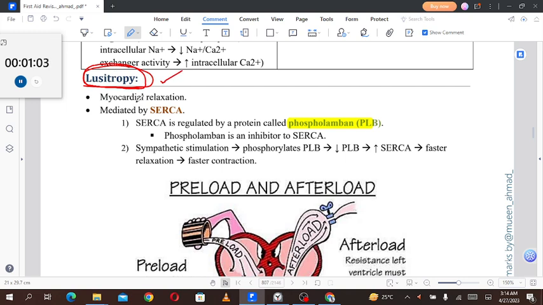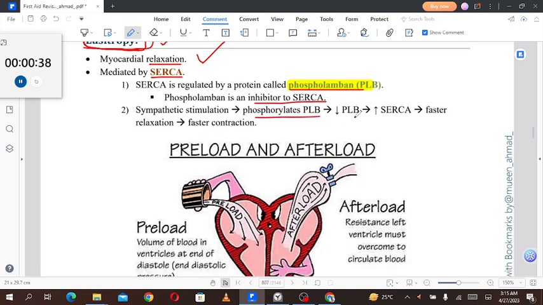Lusitropy is myocardial relaxation mediated by the SERCA. SERCA is a channel, and this is the concept I was previously talking about. It is basically the relaxation. We were focusing on the contractility so much that we forgot to mention the relaxation. So myocardial relaxation is mediated by the SERCA. SERCA is regulated by a protein called phospholamban, PLB. Phospholamban is an inhibitor of the SERCA. Sympathetic stimulation phosphorylates the phospholamban, which decreases its inhibition and increases the SERCA activity, because SERCA will come out of inhibition. Faster relaxation leads to faster contraction.